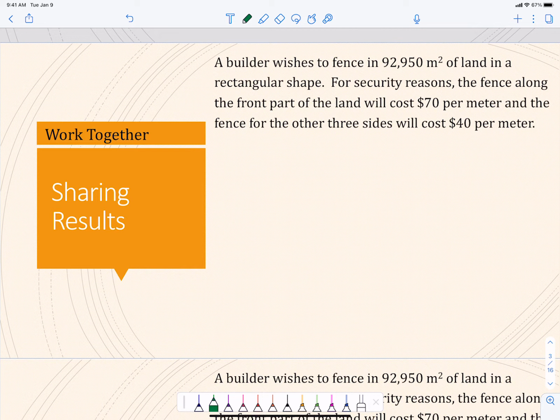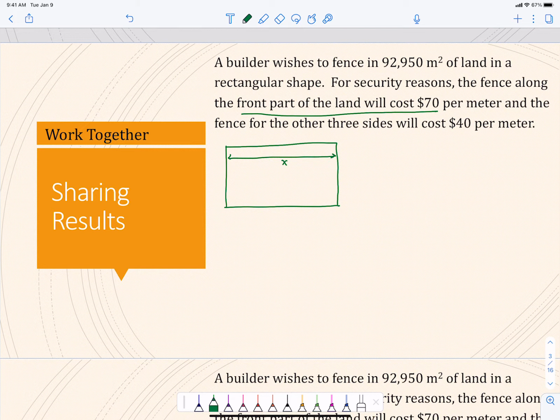We've got an area that we want to enclose, and for the front part of the fencing we're going to use a little bit more expensive material, and then the other three sides we're going to use that less expensive material. So I do think it's a good idea to draw a quick picture. We've got this area that we want to enclose.